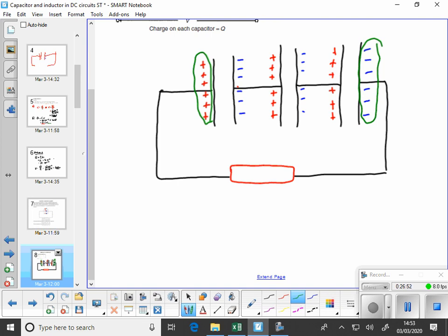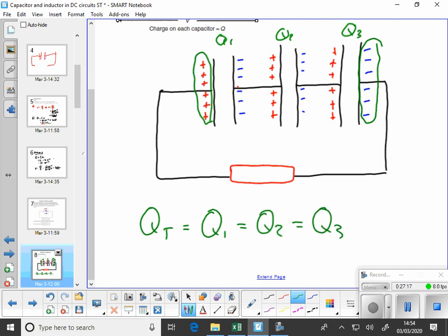But if we say we've got Q1, Q2, and Q3, total charge on the outside, the total charge is Q1 is equal to worth of charge.